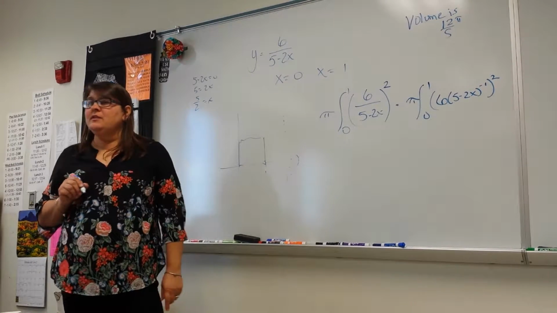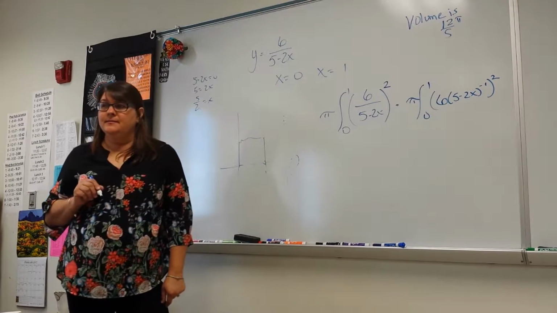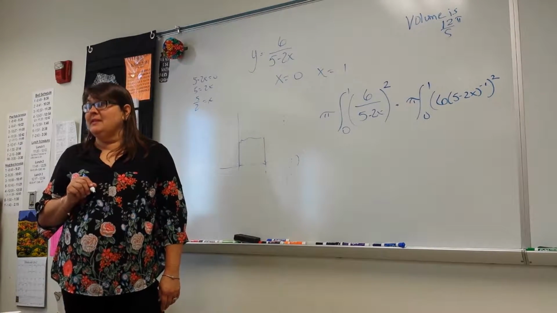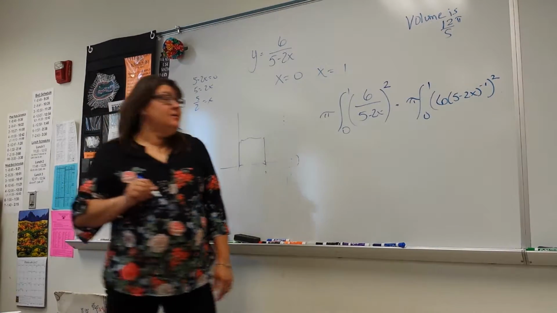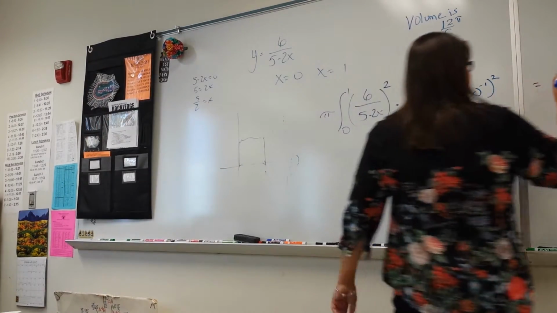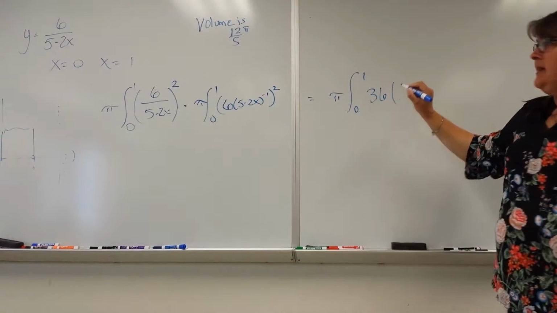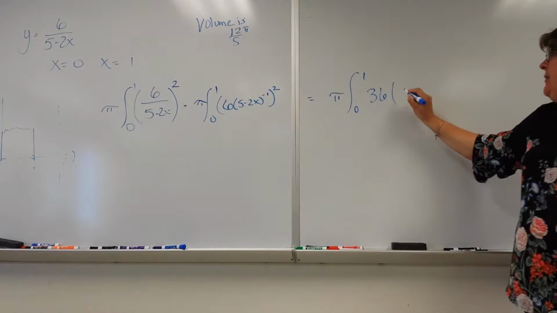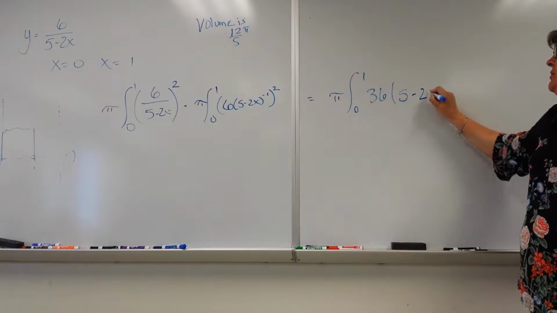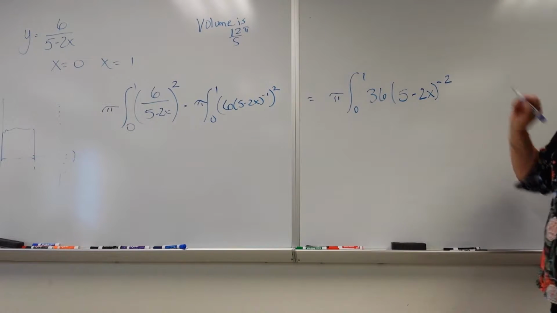Here's my next question, what's a mistake somebody's going to make? Forget to square the 6. That's really, really important. So that 6 has to be manipulated by that square as well. So keep working it slowly. I would have 36, because 6 squared, and then I would have 5 minus 2x to the negative 2.